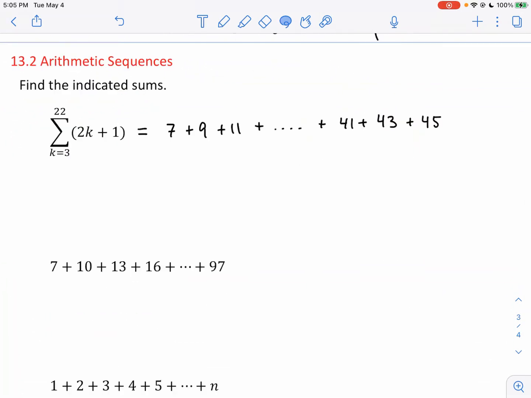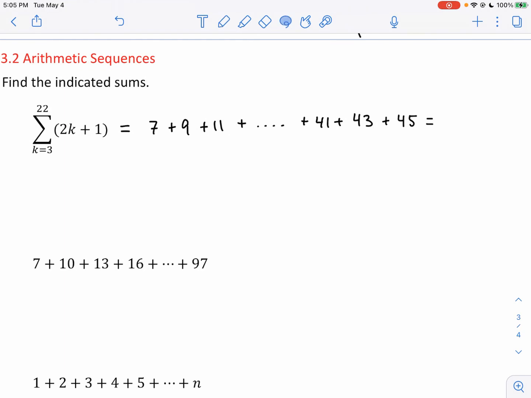Okay, so knowing that this is arithmetic, we just have to figure out how many terms there are. To do that, let me move this over here a little bit. One way to do it is to do the trick where you do 22 minus 3 and then add 1. So 22 plus 1 is 23, then remove 3 is 20. So there are 20 terms here in this list.